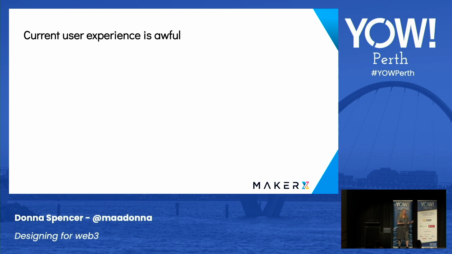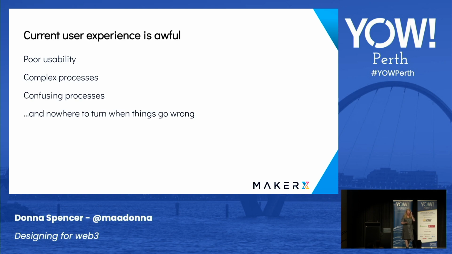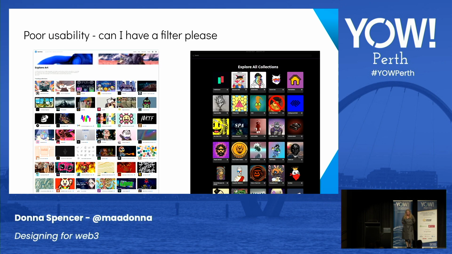So the current user experience is literally terrible. I'm going to show you a bunch of examples from a lot of screenshotting last week. There's just generally poor usability. When I showed that first slide about the stacking up of things over time, in the old days we used to talk about usability, and then we stopped talking about usability and talked about user experience and UI. We stopped because you just got to make your stuff usable. But I'm seeing things that are entirely unusable. There's a lot of complex process, a lot of confusing process, and when things go wrong, there's nowhere to go. So let me give you a bunch of examples.